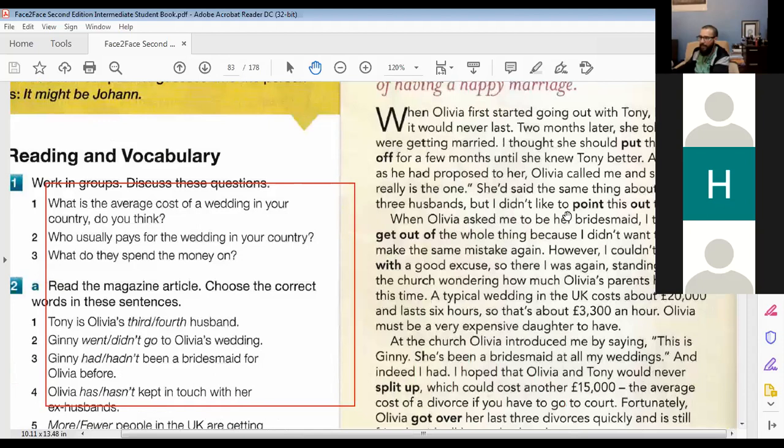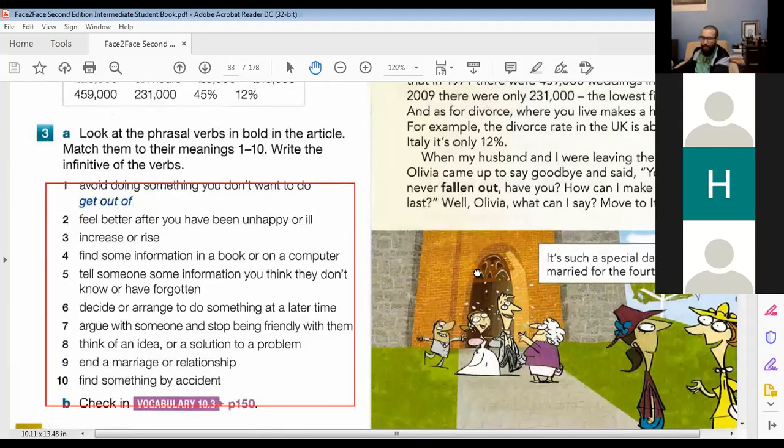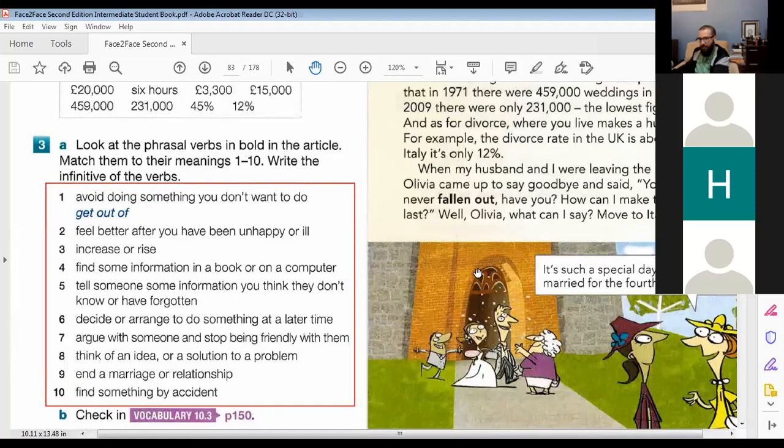Okay, then we have point this out. I didn't like to point this out to her. Point this out. What do you think? Let me just tick the ones that we answered. Tell someone information you think they don't know. Correct. So when you point out something to someone, you're showing them or telling them this information. This is the idea.